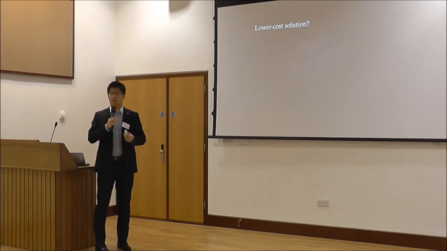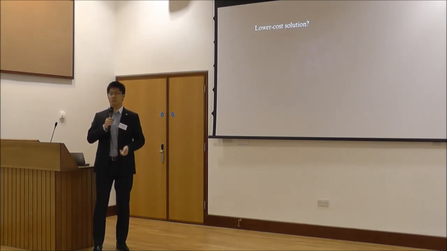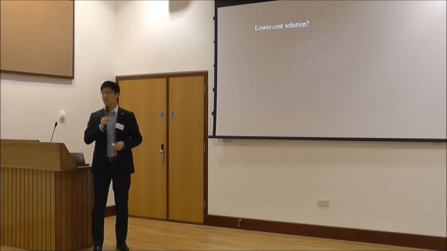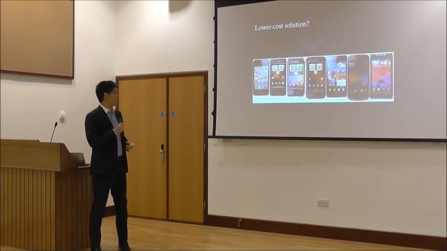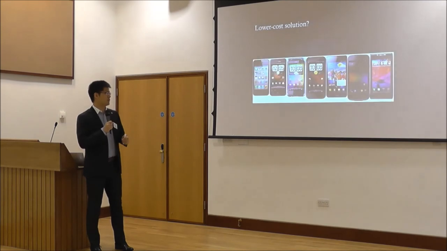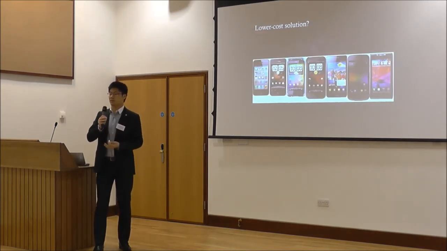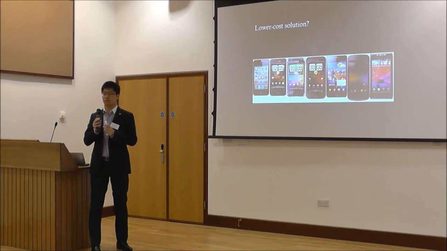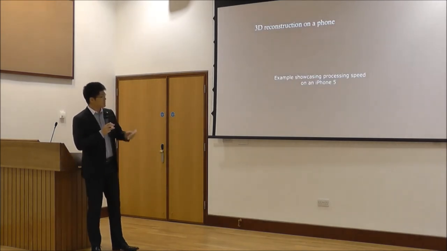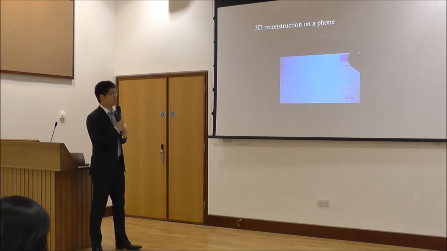Someone may say that £250 for a camera is still quite expensive. Can we do an even lower cost solution? The answer is actually yes, because you have your mobile phone. In order to do that, we have to take advantage of the gyro, which is the gravity sensor in your phone that tells you the rotation, and the accelerometer, which tells you which direction your phone is moving towards. And this is an app that we developed on iPhone 5, though it's a very good phone. It's more expensive than that.